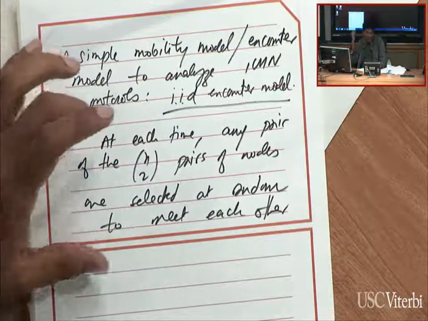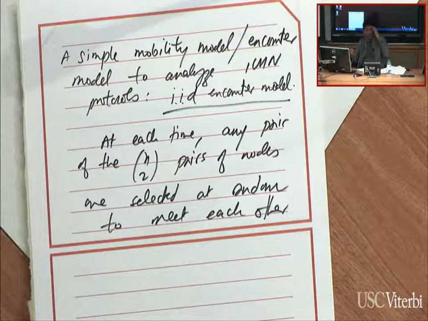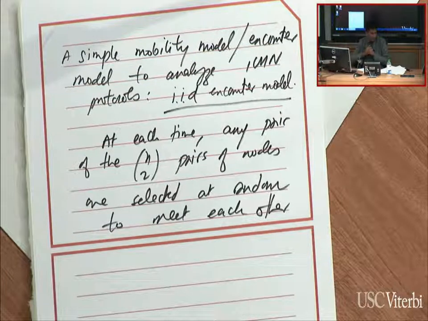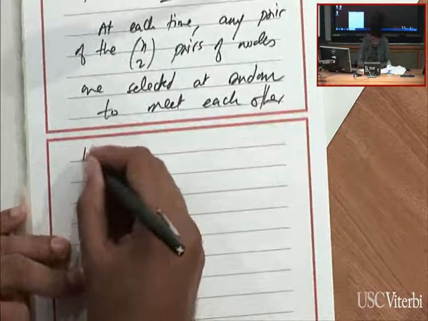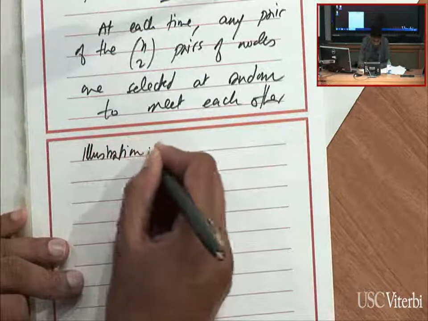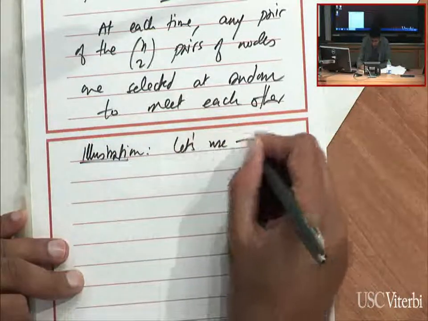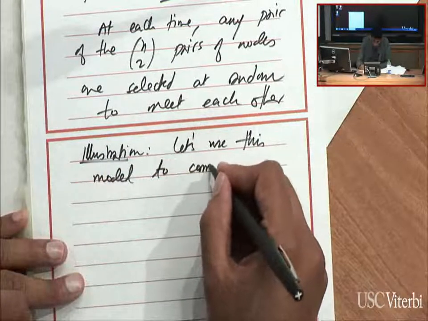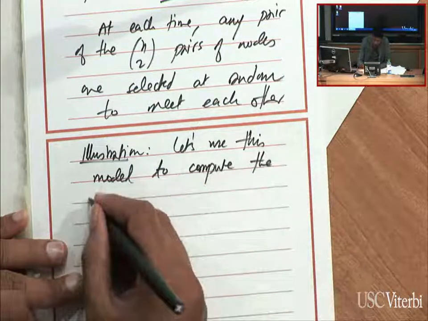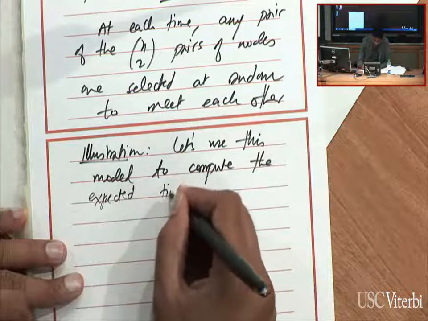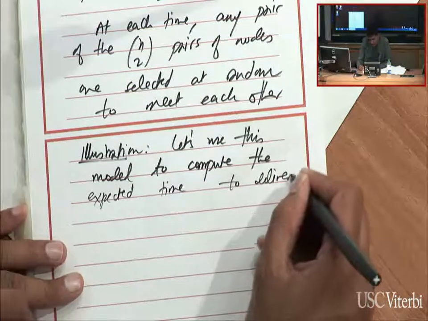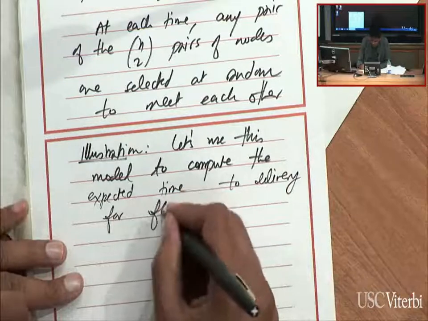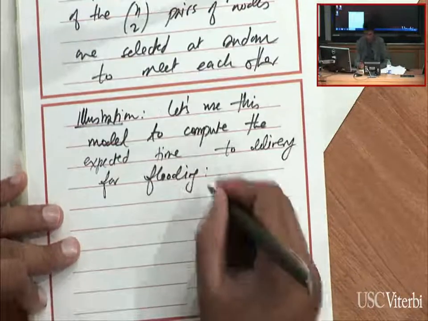It's simple on the one hand. On the other hand, it's powerful enough for us to say something meaningful about what's the latency of flooding, how many messages does spray and wait take, and so on. So as an illustration, let's use this model to compute the expected time to delivery for flooding. Okay. So what do I mean by this?